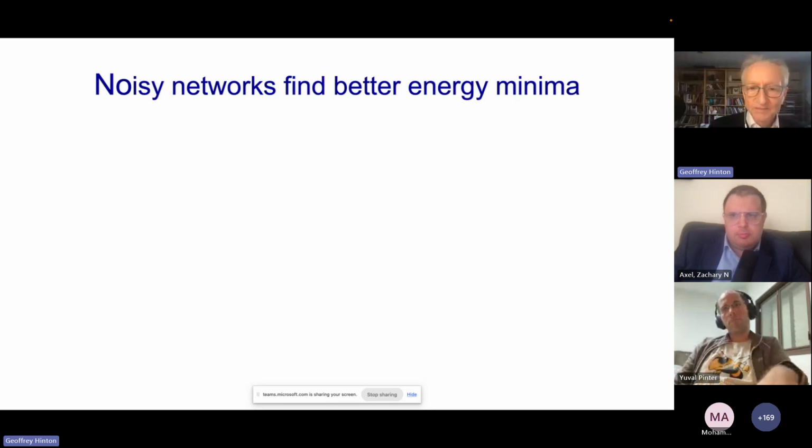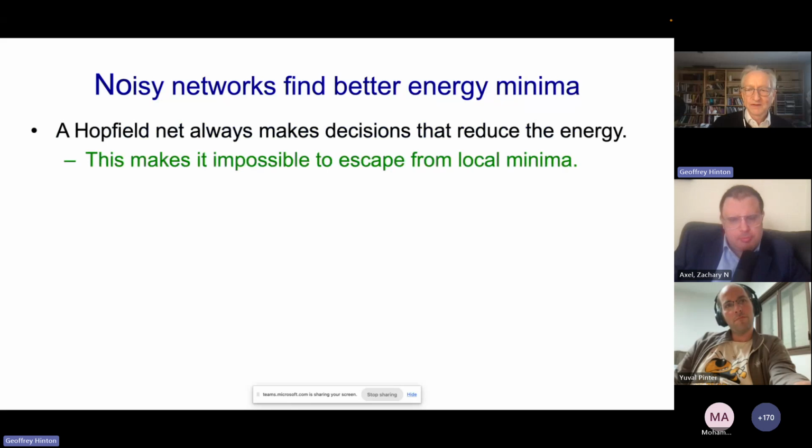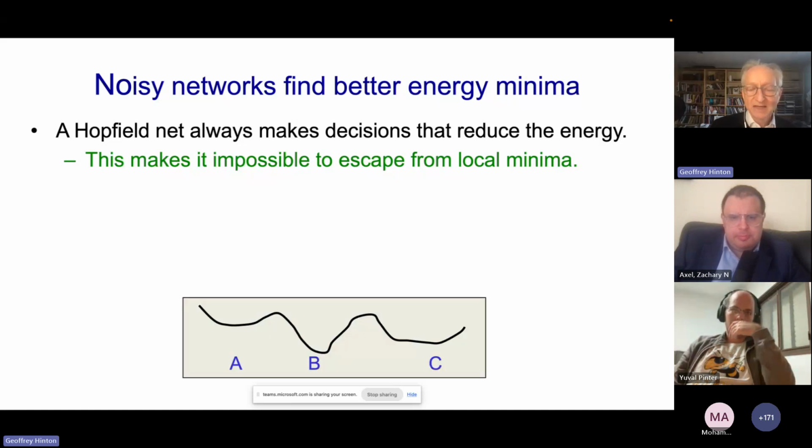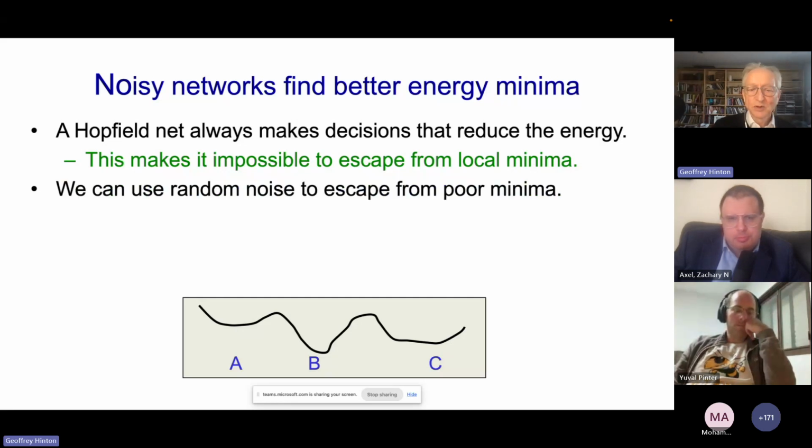If you want to avoid local minima, it actually pays to have some noise in your decision rule. In a Hopfield net, we use the binary threshold decision rule, which always flips a unit into whatever state reduces energy. That makes it impossible to escape from local minima. If you're in local minimum A, you can't get to B because there's no noise in the system. But if you add some random noise, you might jitter out of A and end up in B, and you're more likely to go from A to B than from B to A. So noise helps your chances, because the energy barrier is higher from B to get to A than vice versa.